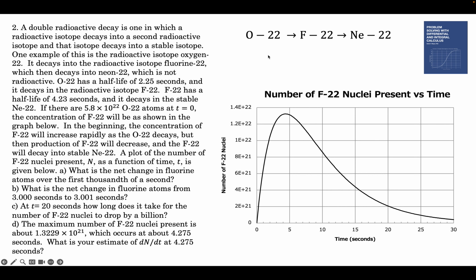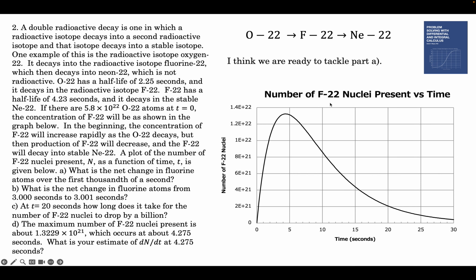So this is what's happening. Starts off at oxygen 22, decays into fluorine 22, then decays into neon 22. We are looking at the population of the intermediate species, fluorine 22. It grows rapidly in the beginning, as there's a lot of oxygen there and it decays, but pretty soon there's not much oxygen there, so the production rate of fluorine 22 drops, and then the decay rate of fluorine 22 kills that species. So, part A, what is the net change in fluorine atoms over the first thousandth of a second?